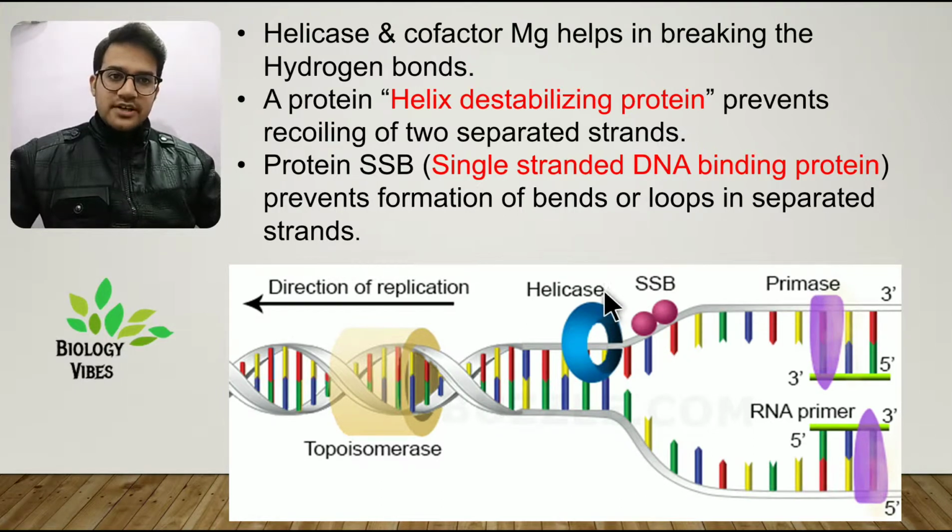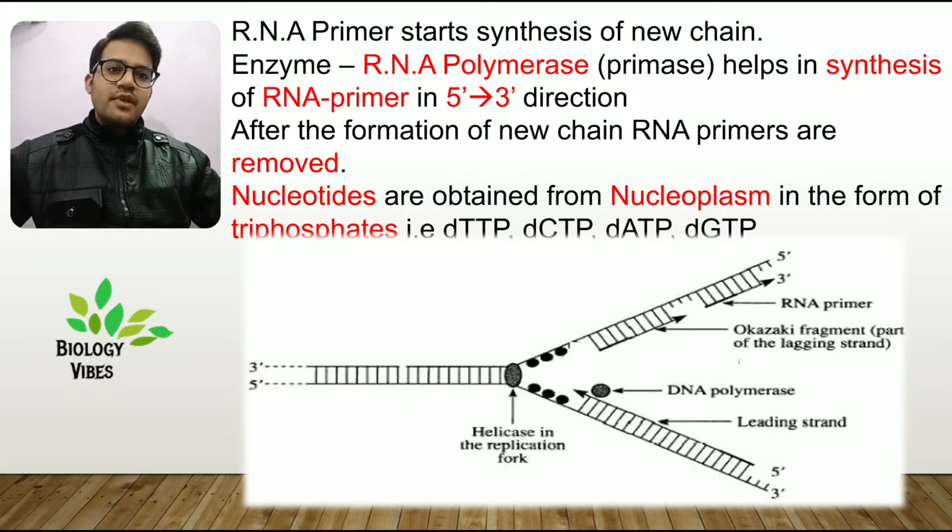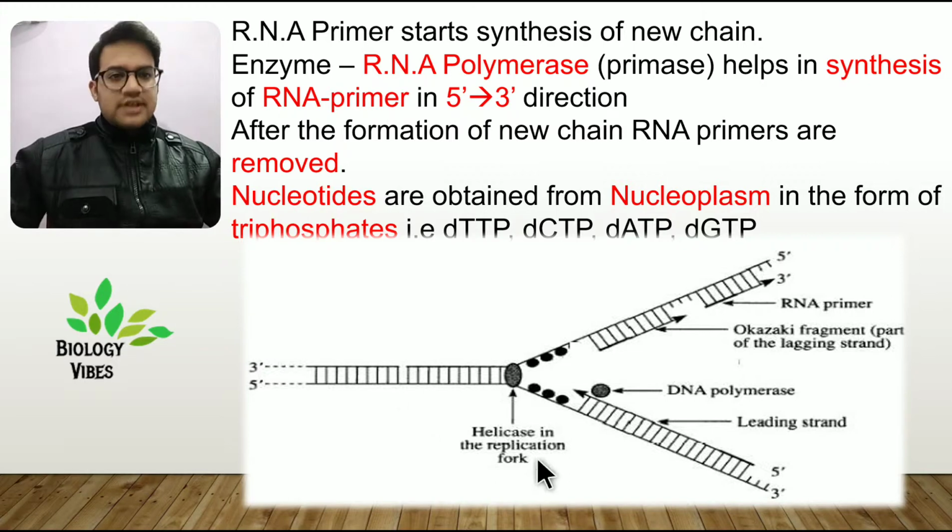So till now we have studied the helicase enzyme, which is responsible for breaking the hydrogen bonds. SSB proteins attach to the single strands to stabilize them so that there are no loops or bends. The topoisomerase enzyme is basically responsible for reducing stress due to supercoiling. So now the replication starts. The first thing to be noticed is that the structure looks like a fork, right? So this is known as the replication fork.